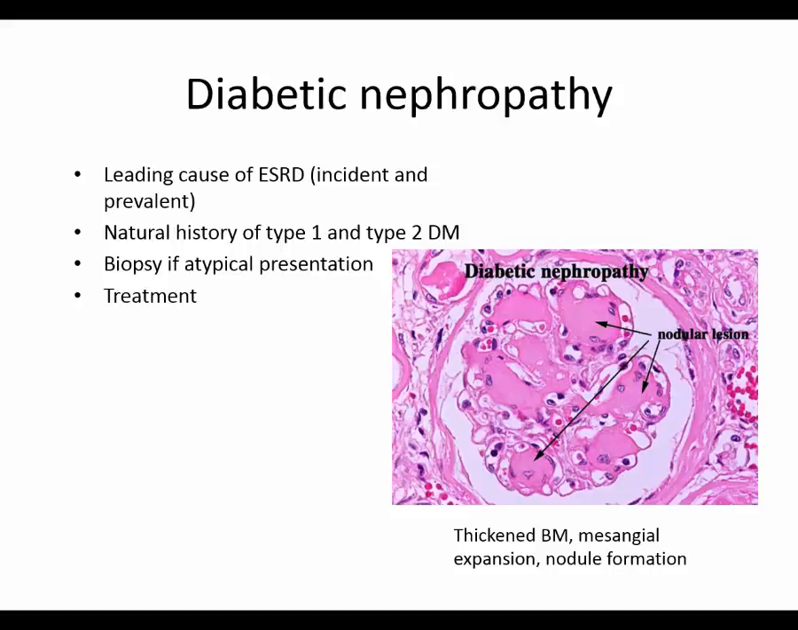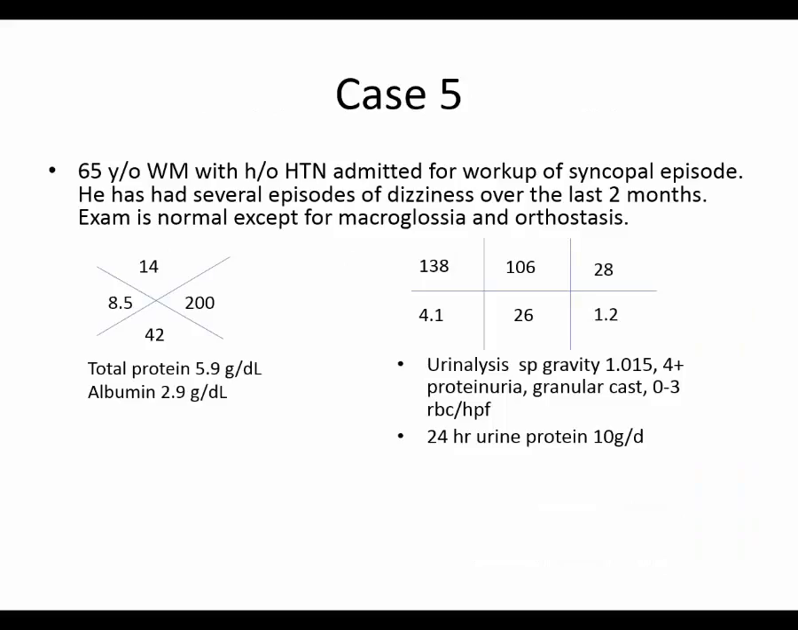Again, the findings would be a nodular kind of kidney, with all this hyaline deposit, matrix deposition, and really irreversible changes with the scarring, thickening of the basement membrane, and nodule formation. All right, guys, moving on. Any questions so far?